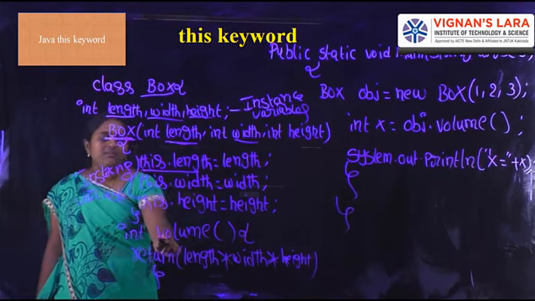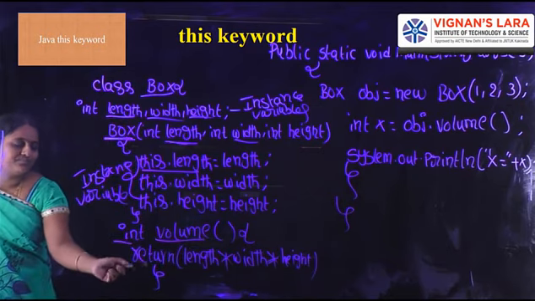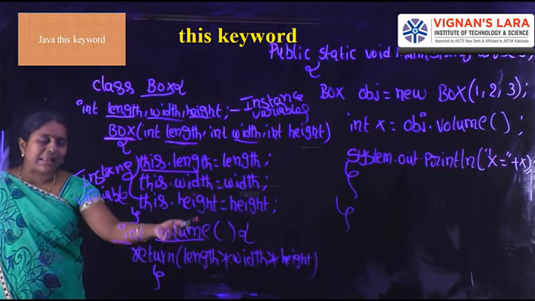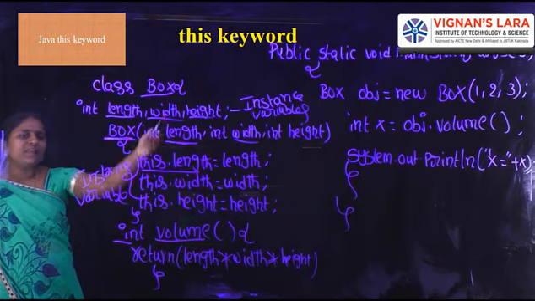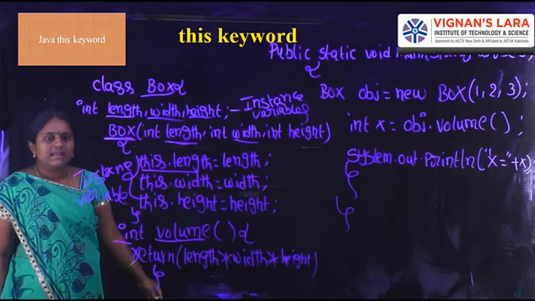Next I am defining one method. Here volume is a method of integer data type. This method returns length into width into height. Finally we can calculate length into width into height. I am closing the method body. Next I am defining the main method: public static void main(String[] args).